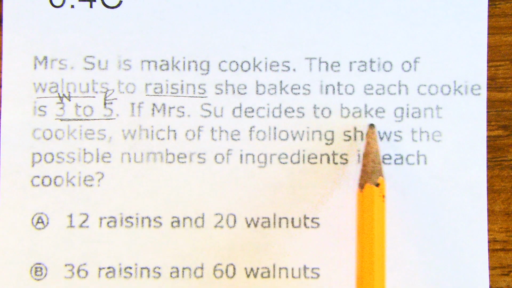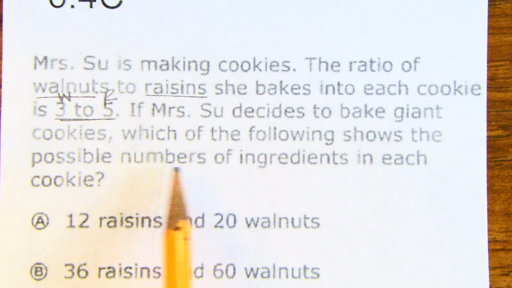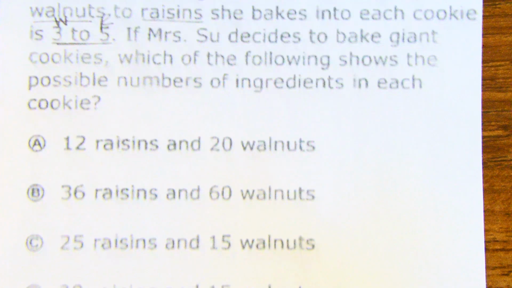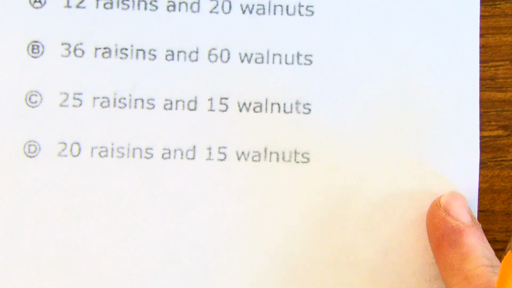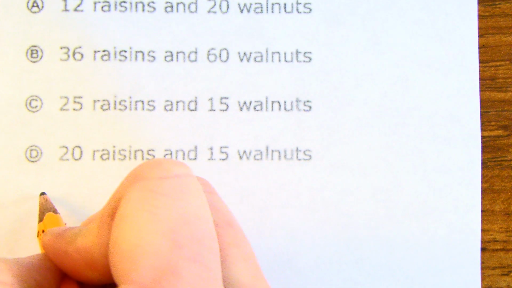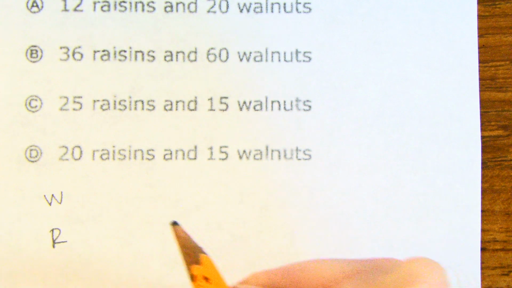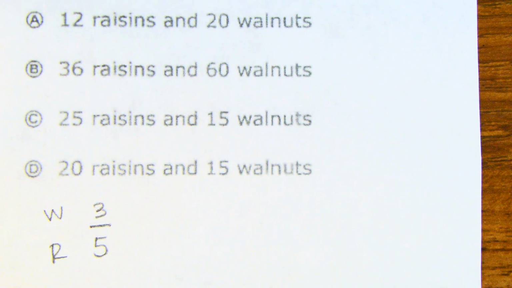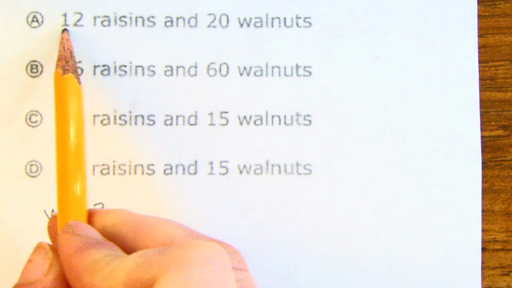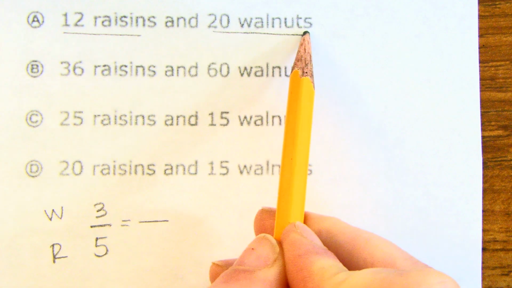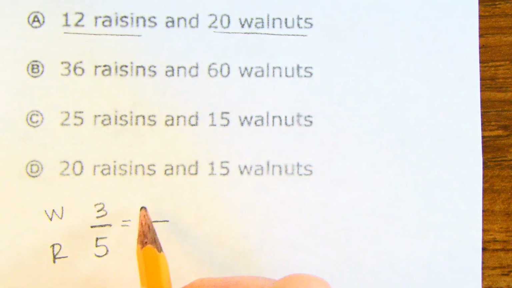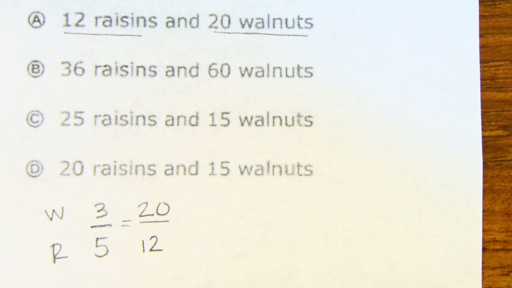If Miss Sue decides to bake giant cookies, which of the following shows the possible number of ingredients in each cookie? So I know I'm originally starting off with a ratio of 3 to 5. And what's being asked is which of these is an equivalent ratio. So we're going to look at A, and I'm going to label it walnuts and raisins, and that's 3 to 5. Now for A, it says that you got 12 raisins and 20 walnuts. You got to put these in the correct place. So the 12 right here, and then the 20 goes with the walnuts. And you want to know if those are equivalent or not.